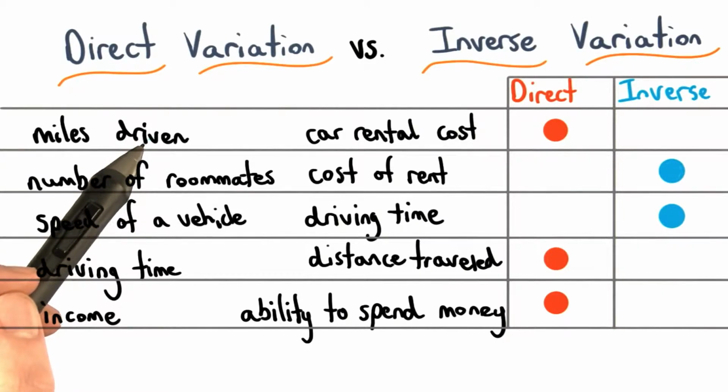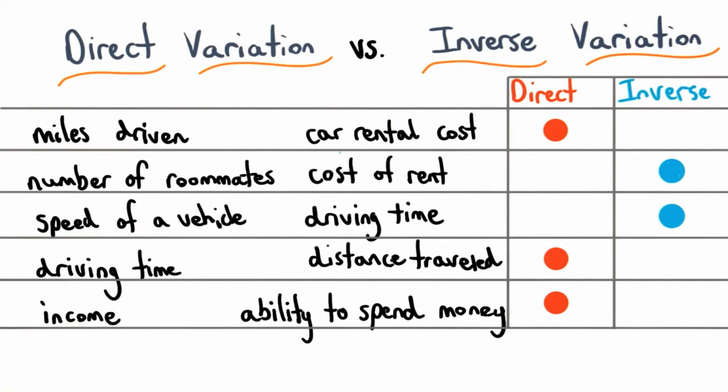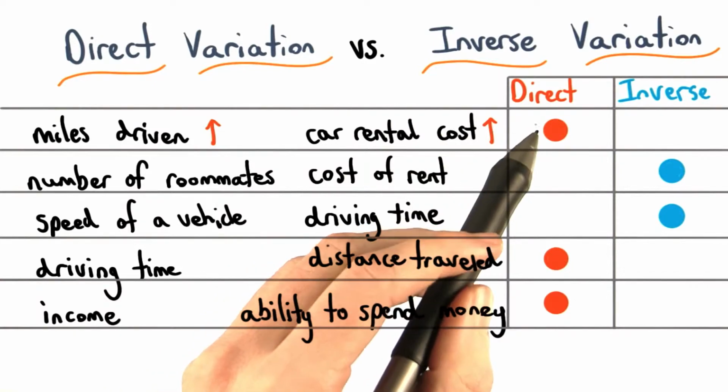For the first example, if we drive more miles in a rental car, the cost will usually go up. Now I know most rental car companies have a flat fee, but some also charge per mile. And they might charge if you go over a certain number of miles. So in general, if the miles go up, the cost also goes up. So that must be direct.